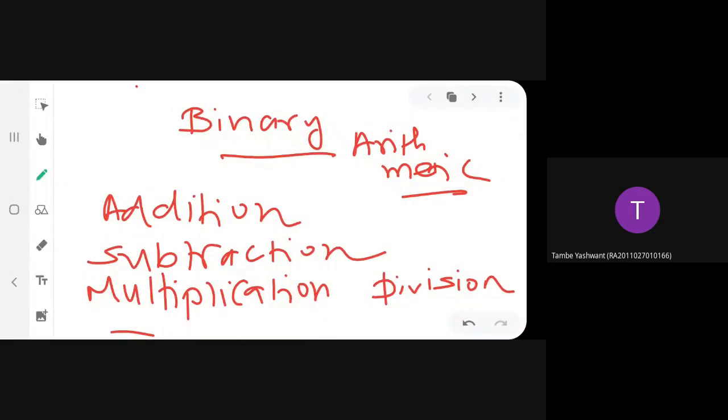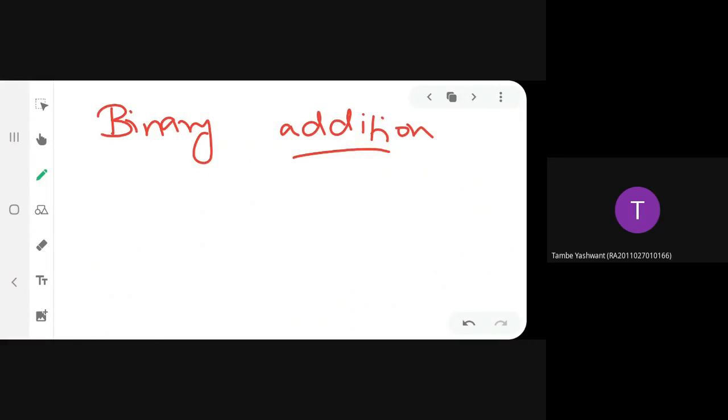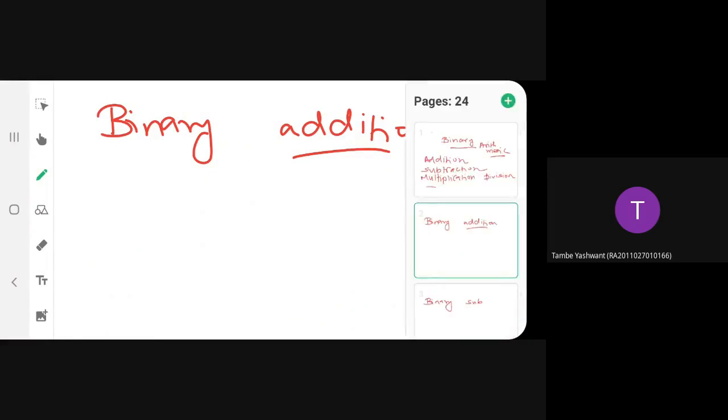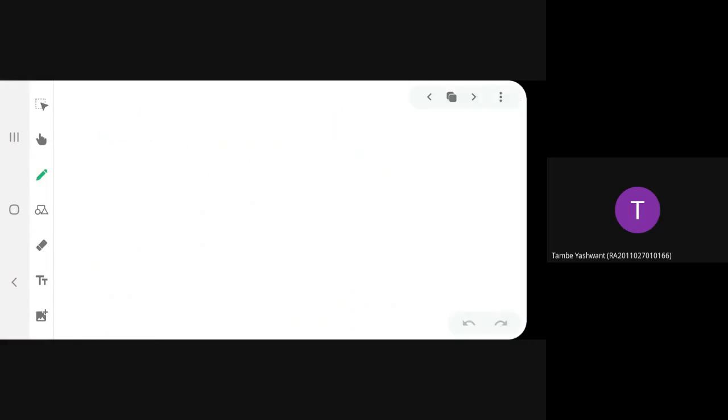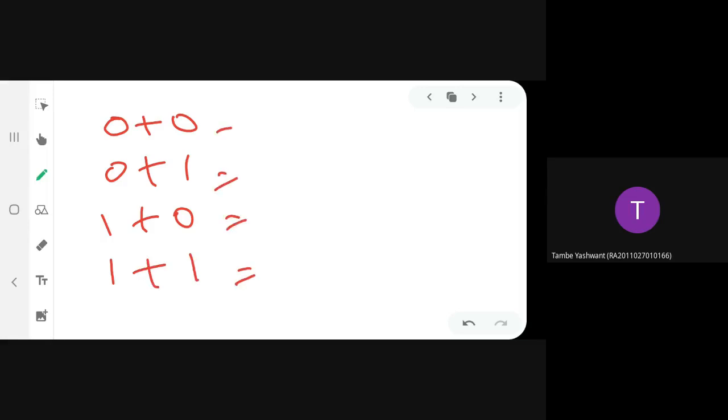All right. Before we discuss binary arithmetic, I already told you that binary numbers are zeros and ones. Suppose you want to add 0 plus 0, or 0 plus 1, or 1 plus 0, or 1 plus 1. I think you learned this in a lower class. So tell me the answers for these four additions.